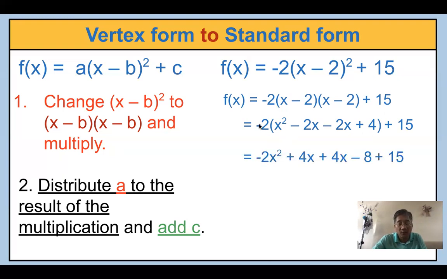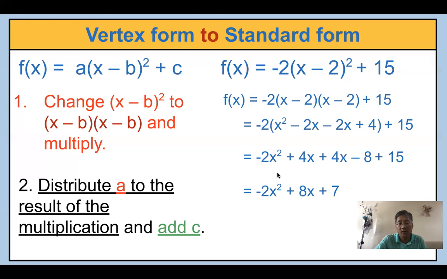So negative 2x squared becomes negative 2x squared. Negative, negative becomes positive, 2 times 2 is 4x. And this one is 4x. Negative 2 times positive 4 is minus 8. And then plus 15. And we combine like terms. What are the like terms? 4x and 4x, which have the same sign, so you add: 8x. And negative 8 plus 15 is 7.